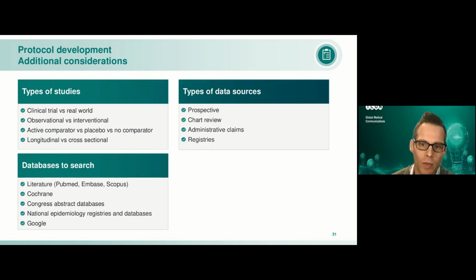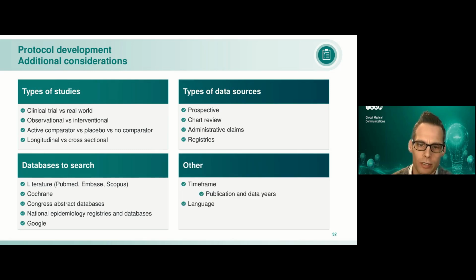You also want to clarify what kinds of data sources you're going to use, or do you need to use prospective studies? If you're using retrospective, are you okay with chart reviews, claims, databases, registries? And then just some other considerations. You'll want to define a time frame, not just for publication year, but also data years. So for example, did something happen in 2019 that you only want to look at data that came after that. And then language restrictions. Do you want to just stick to English or expand to any language?